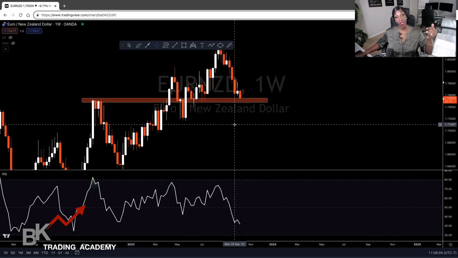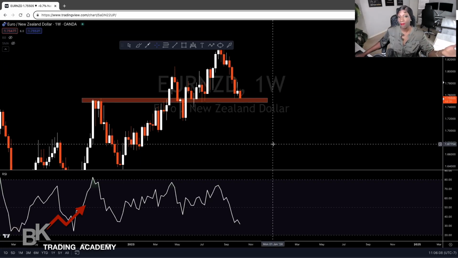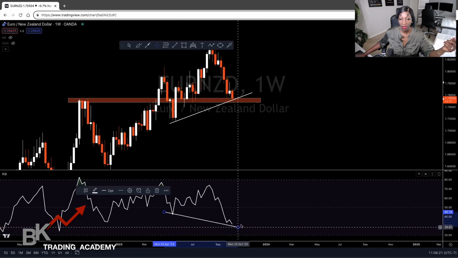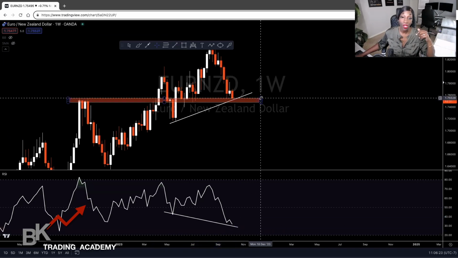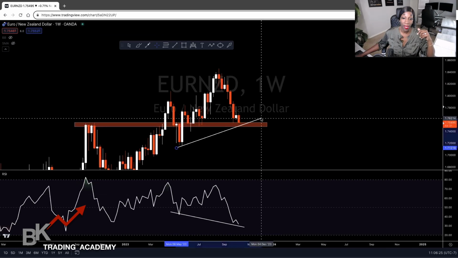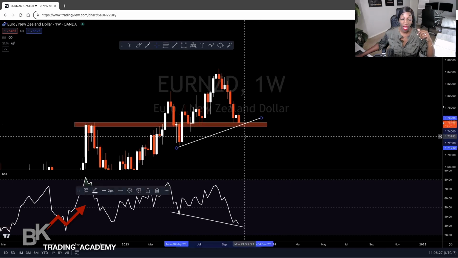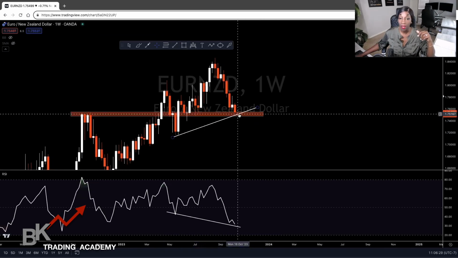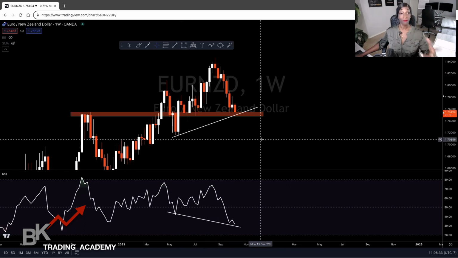So I have a trending structure, price is approaching my level, and another confluence that I could use is divergence. You can see that I have divergence on the RSI. So what I'd like to see is if price comes to this area and gives me an entry reason, the divergence would be another confluence that I could use to enter this particular trade.